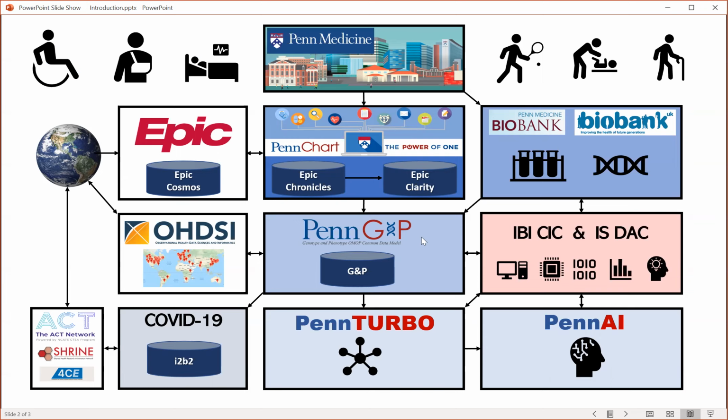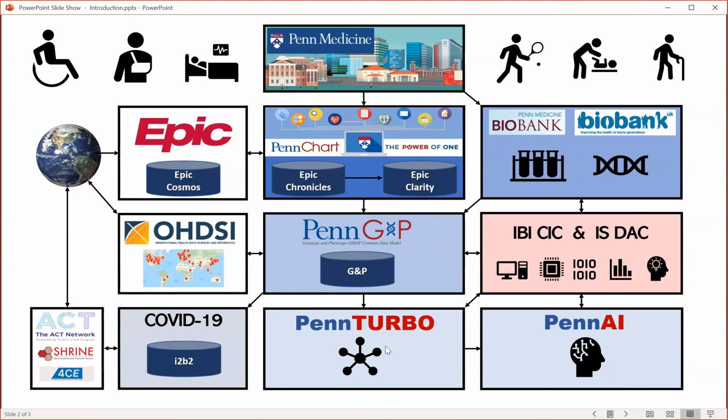Penn GMP is designed to allow investigators to query the clinical data without IRB approval in a self-service manner. Once a cohort of patients is identified, then the data can be requested for study.